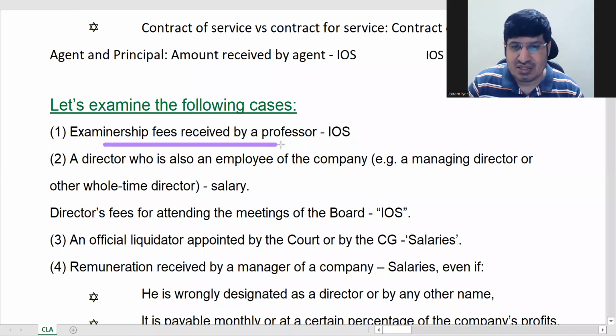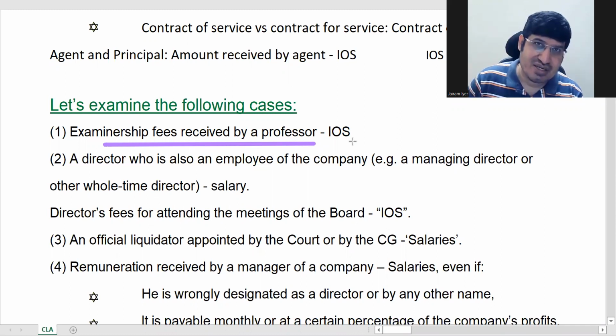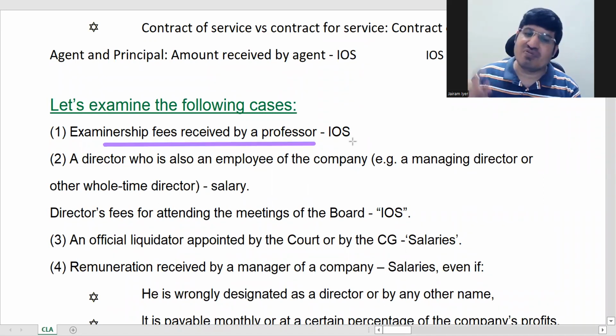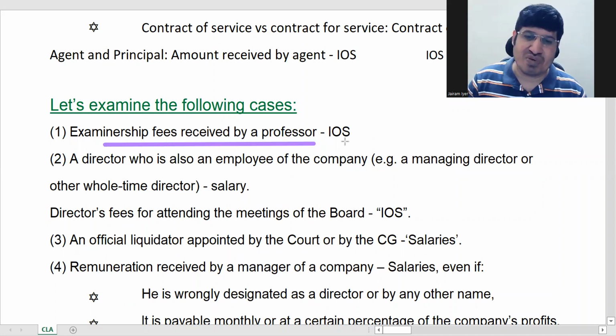First is examinership fees. So basically, when we have invigilators, for example, say you are giving the CMA exam. The invigilator is from whichever college is your center. Normally, invigilators will be from the same college. Now, are they employees of the CMA Institute, ICAI, whatever it is? The answer is no, they are not employees, which is why whatever they receive from the CMA Institute will be income from other sources. If the receipt is not from your employer, it will straight away be IOS.